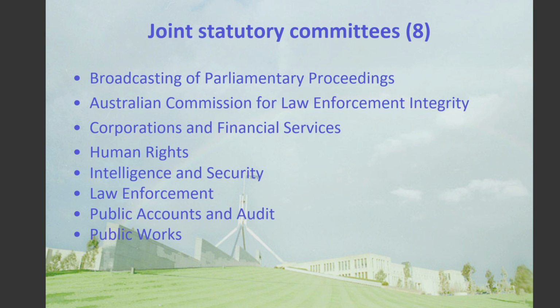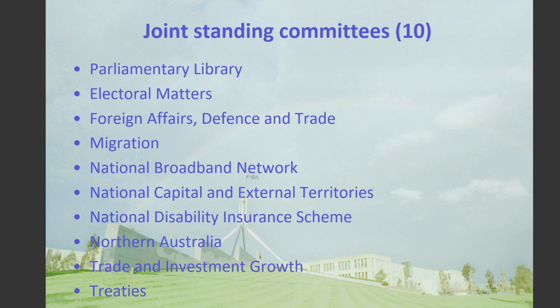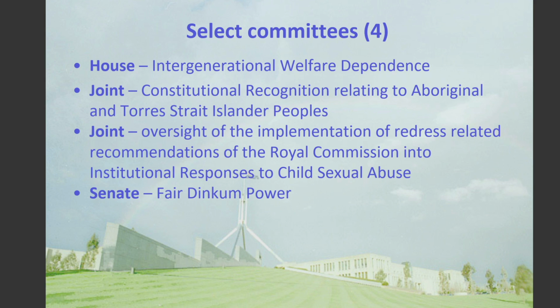And I mentioned some joint committees, so you'll see here these committees covering things like intelligence and security, public accounts and audit, public works. So joint statutory committees, these ones, with members and senators working together. And these joint standing committees established by resolution rather than the statute, and covering a whole range of issues, treaties, for example, electoral matters, so very important issues that have got very much a non-partisan interest in terms of needing to make sure things are dealt with successfully, and so they're dealt with by these joint standing committees.